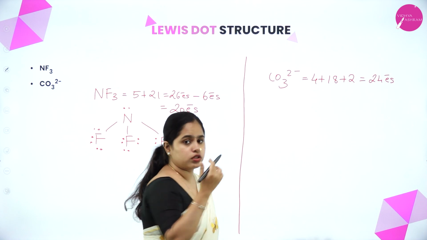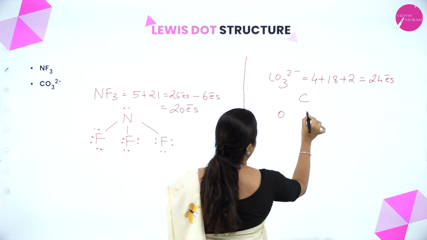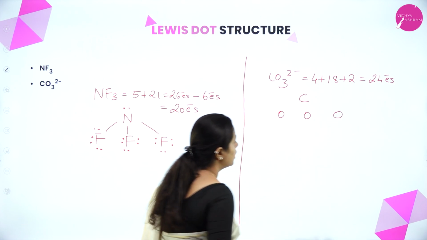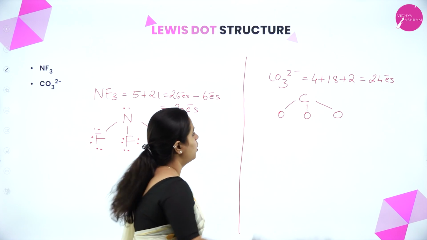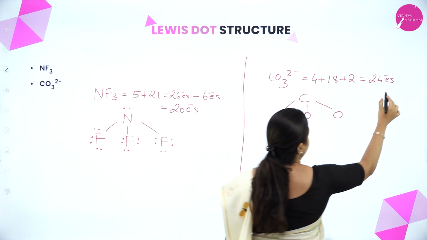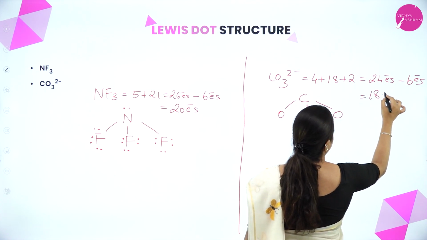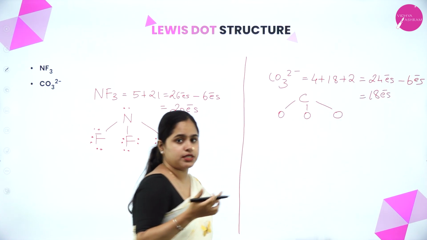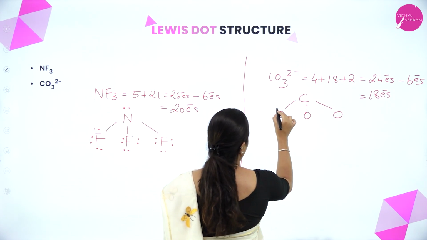Now out of carbon and oxygen, carbon is the least electronegative one. So carbon is in the center and 3 oxygens are represented here. Now single bonds are drawn, 1, 2, 3, 4, 5, 6. So from this 6 electrons are removed. That gives a total of 18 electrons now, which have to be represented by lone pairs or double or triple bonds.